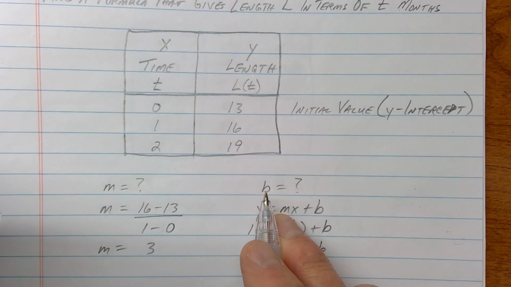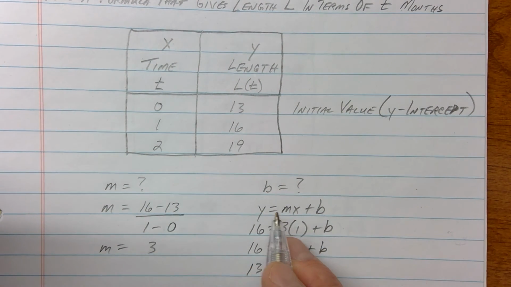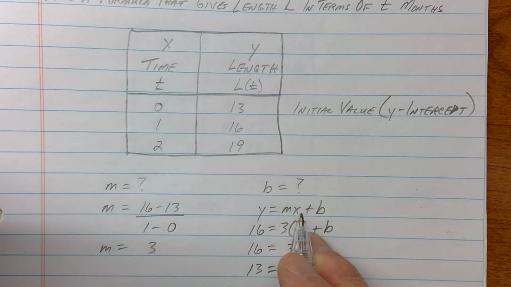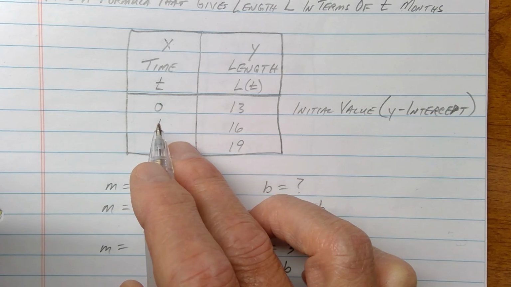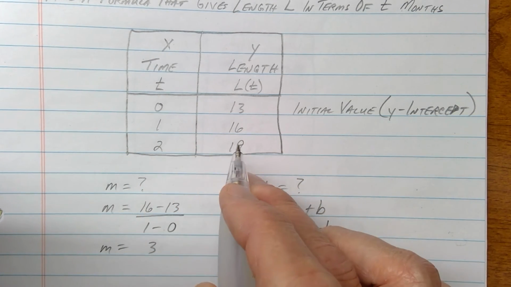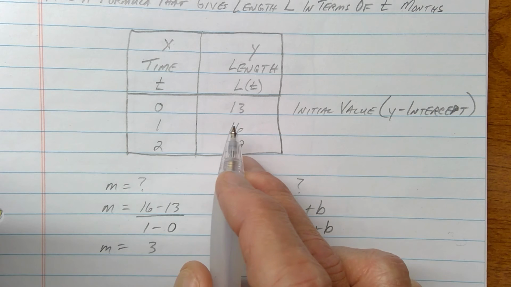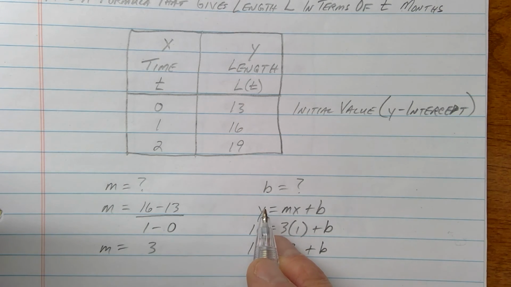Now let's go find the y-intercept. All right, I need a y, an m, and an x. I already know that m is 3. I can borrow any x and y in the table. I'm going to choose 1 and 16. So replace y with 16, replace x with 1, multiply. Now move the 3 away from the b, minus 3, minus 3, b is 13.